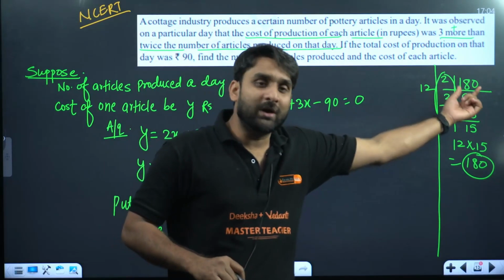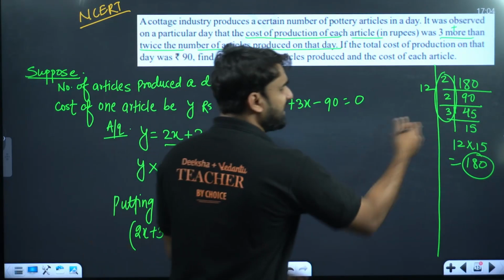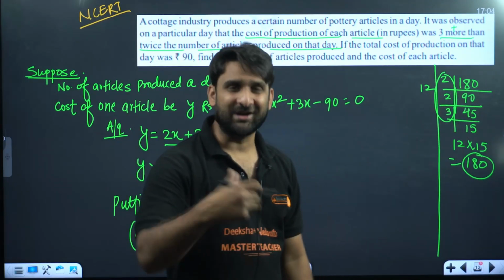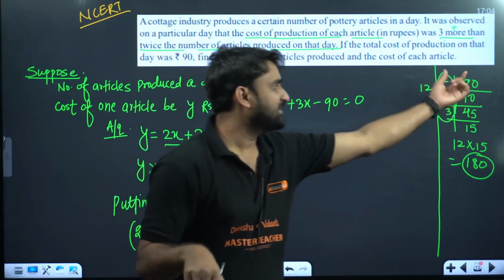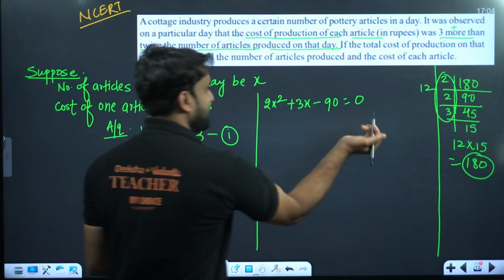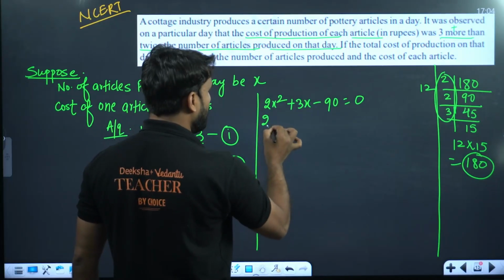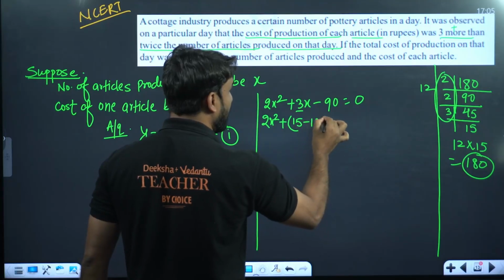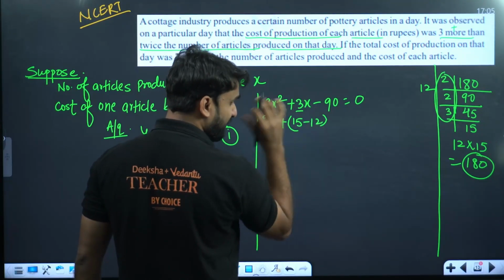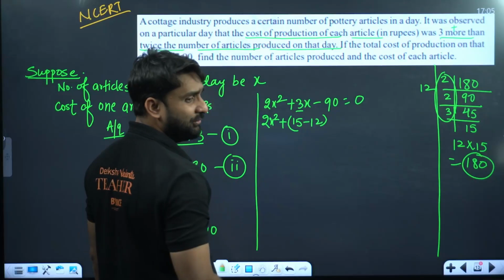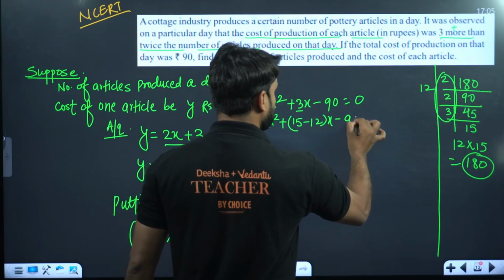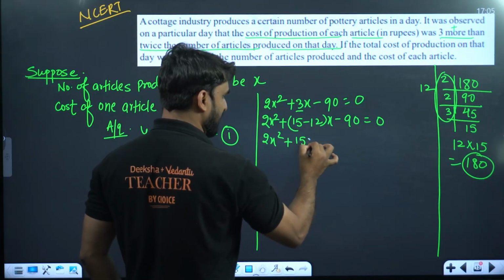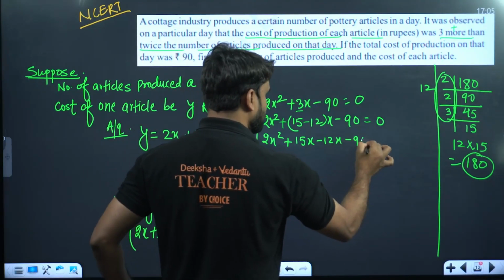For bigger numbers, you can take LCM, right? Because for a smaller number, we can directly find the pair of factors. But for a bigger number, it will be a little bit challenging to find the pair. So you can take LCM. LCM is also a very easy procedure to get the perfect pair. So now 2x square plus 3x can be split as 15 minus 12. Why am I subtracting? Because the sign of the constant term decides whether you have to subtract or add the values. So 2x square plus 15x minus 12x minus 90 equals 0.